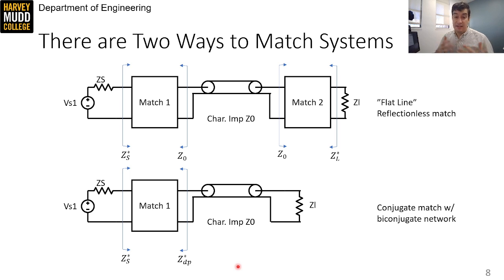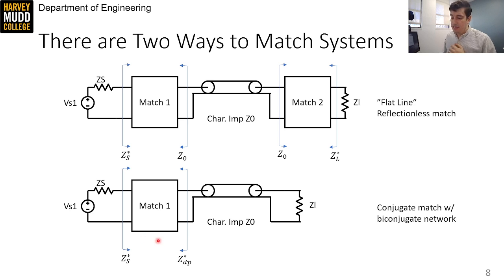One kind of design philosophy is that you can build a reflectionless line. And that requires two matching networks, one that matches the source, one that matches the load, and both of them match to the line impedance of Z0. And so waves on this line will terminate on the source or terminate on the load. It's also possible to instead ditch the second matching network and just match the first matching network to the driving point impedance here.